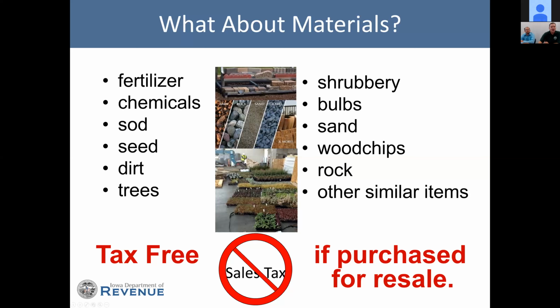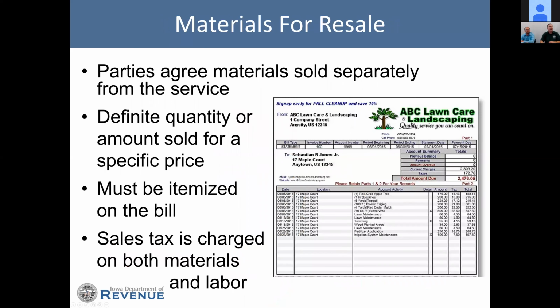We're still talking about materials, and I'm talking about landscape materials. In order to purchase landscape materials tax exempt, if you're the landscaper, you've got to make sure that you're itemizing these things out on the invoice. This is part of our rule. This is the specifics of the rule that tells when you can purchase things for resale when they are connected with a service, such as landscaping. So if you're going to itemize these things out, they have to be in a definite quantity that has the amount that is sold in a specific price. So you can say, like, we're going to sell you 4 oak trees.